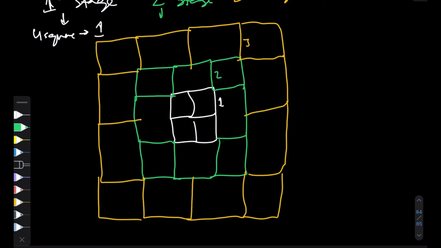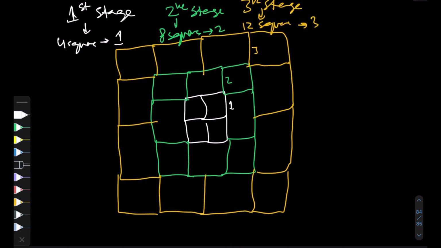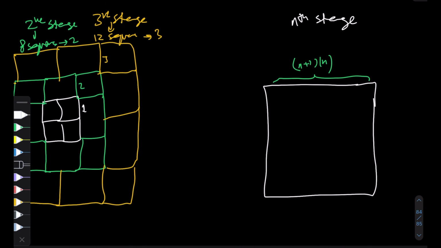In the second stage, I had to add 8 squares of length 2. In the third stage, I had to add 12 squares of length 3 because I have to wrap it around. So in general, it turns out that for the nth stage, in order to get to the nth stage, I have to add 4n squares whose length will be n, of course.